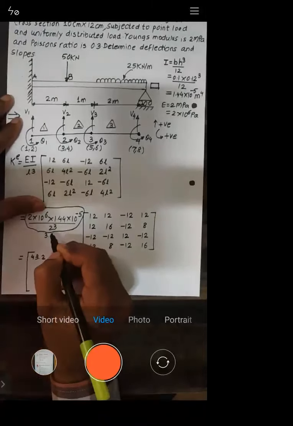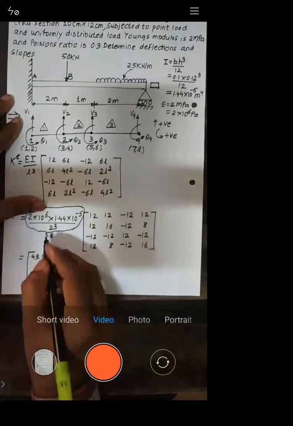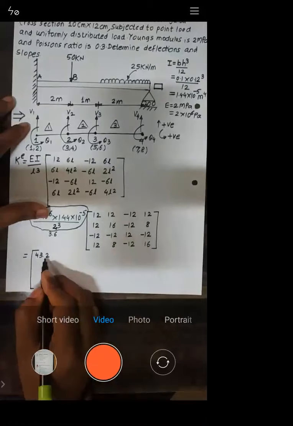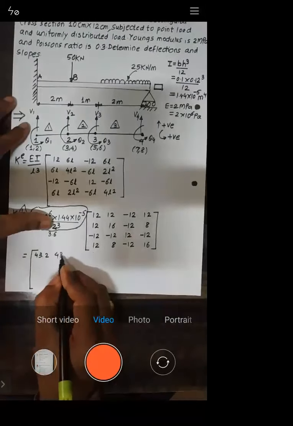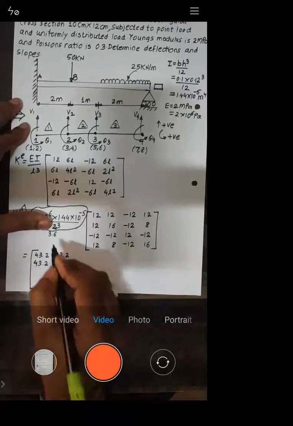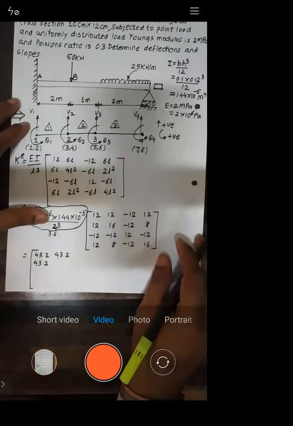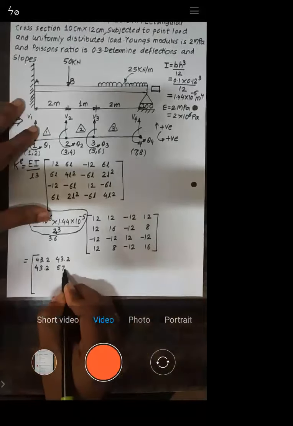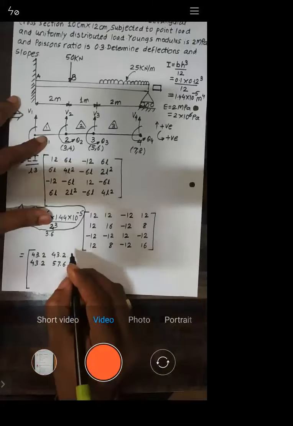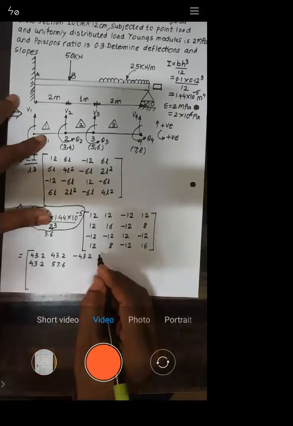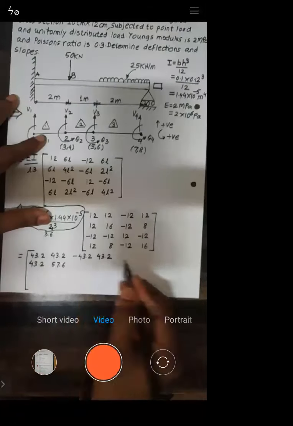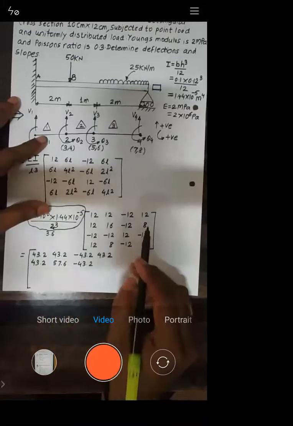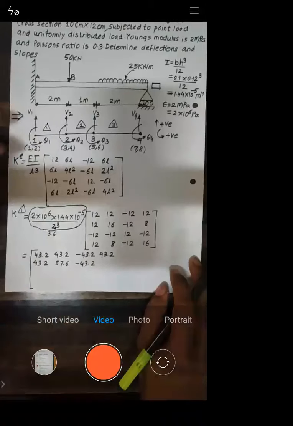See, this is 2 cube. It's not 23, it's 2 cube. It is 43.2. Now 3.6 into 12, again this is 43.2. This is 43.2. And 3.6 into 16 is 57.6. Okay. Now add on minus 43.2. This is 43.2 and this is minus 43.2. 3.6 into 8 is 28.8.